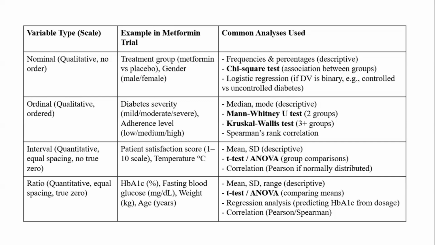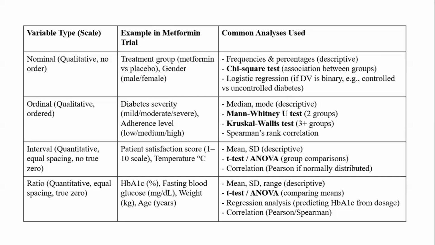Then you have the ordinal, which is under qualitative ordinal. For example, diabetes severity: mild, moderate, or severe. We can apply median and mode. You can use the Mann-Whitney U test for two groups. If there are more than two groups, you can use the Kruskal-Wallis test and the Spearman rank correlation. We have the interval, which has equal spacing but no true zero, such as patient satisfaction. You can find the mean, standard deviation, t-test, ANOVA, and correlation.